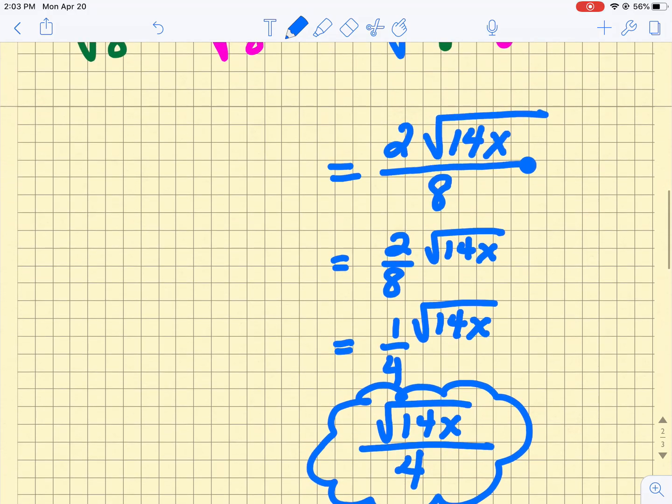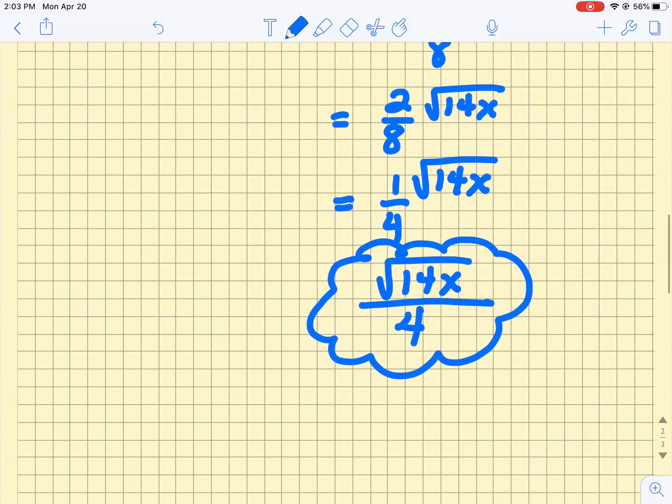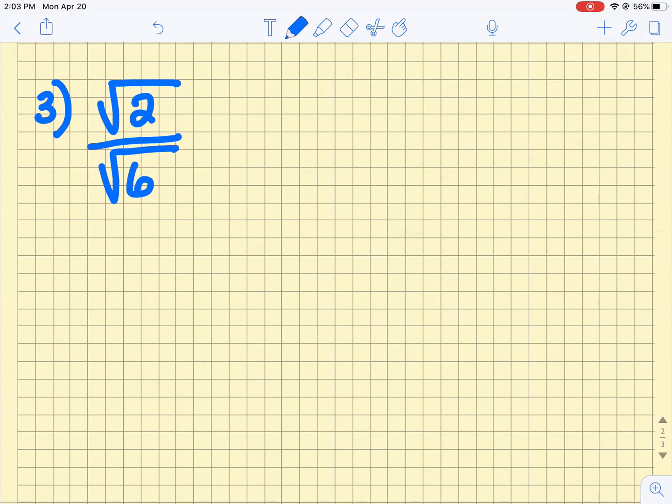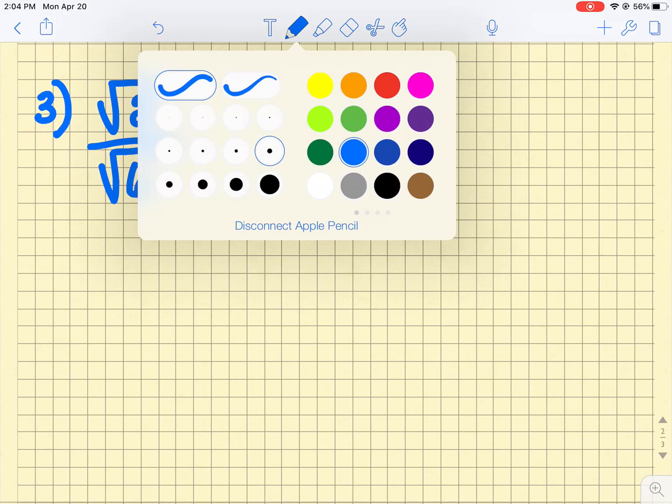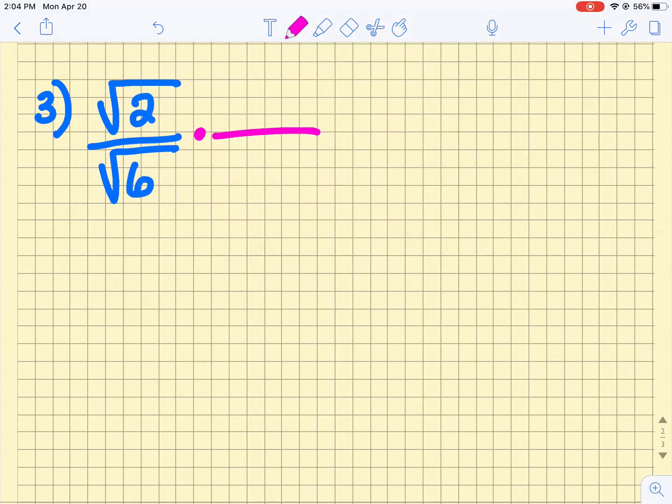If you leave it as 2 root 14x over 8, you will lose a point because you didn't simplify it all the way. So you need to be careful and make sure you can simplify it all the way. Okay, let's try another one. Number 3, root 2 over root 6. Again, not happy. That root 6 cannot be in the denominator. So I need to orchestrate a jailbreak. It's all legal as long as I do the denominator and the numerator multiplying by the same exact value, and that value is root 6.